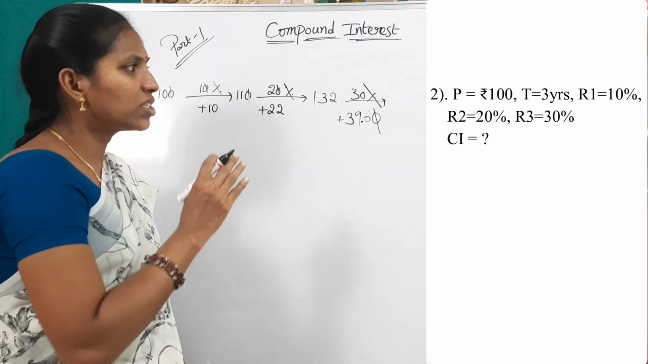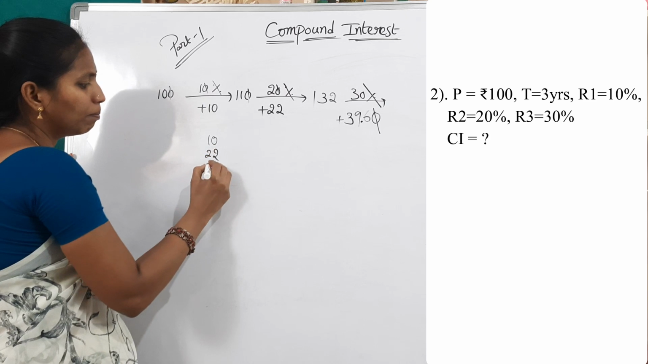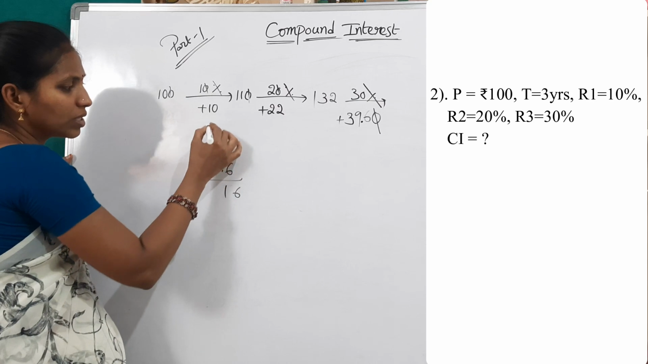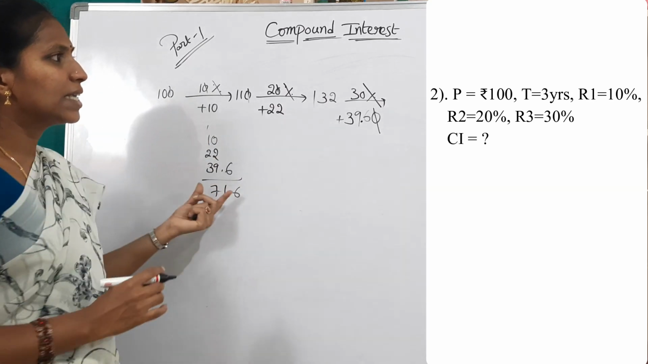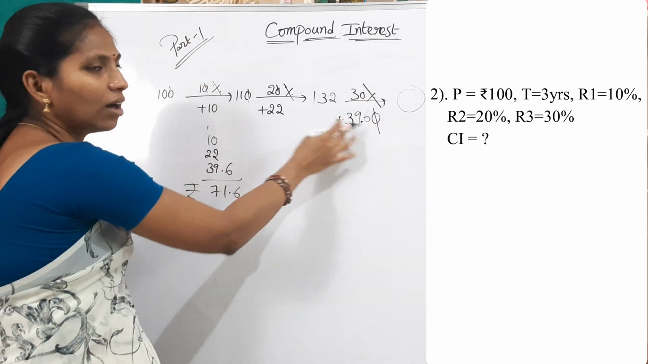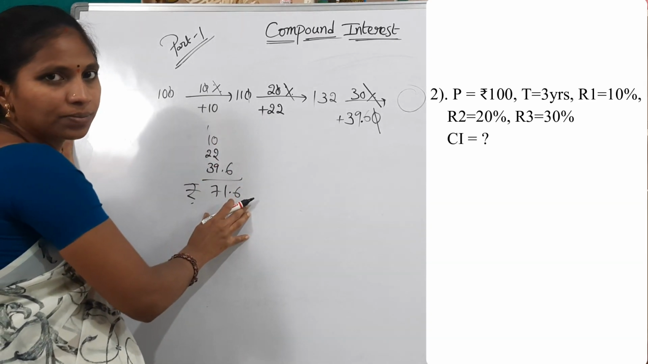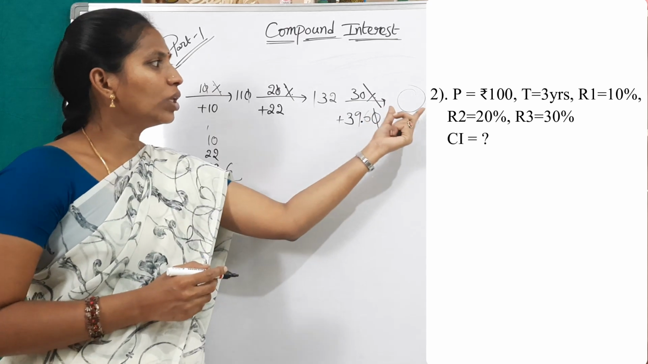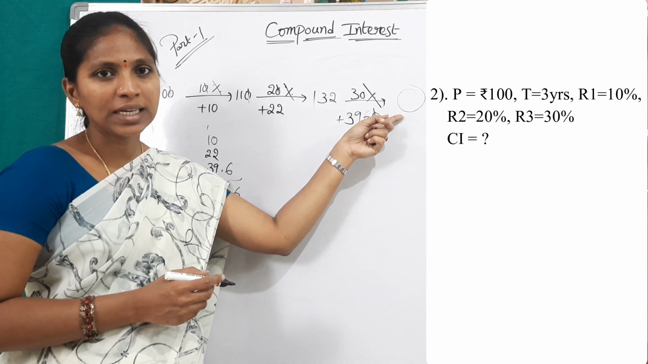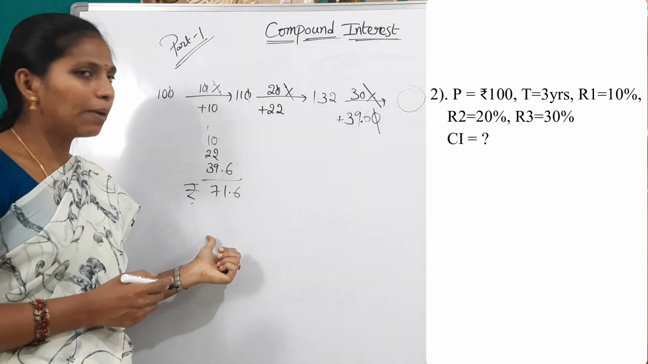Now what is the question? Find out the compound interest after 3 years. What is the result? 10 plus 22 plus 39.6. Then 6, 11, 5, 6, 7. 71.6 is the result. No need to calculate amount here because interests are already calculated. Simply add those interests, then we can find compound interests. For suppose if you know the amount at the end of 3 years, to find a compound interest, simply subtract this principal from this amount, then we get this compound interest.